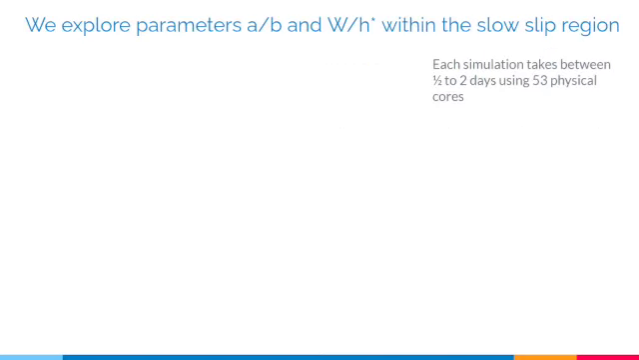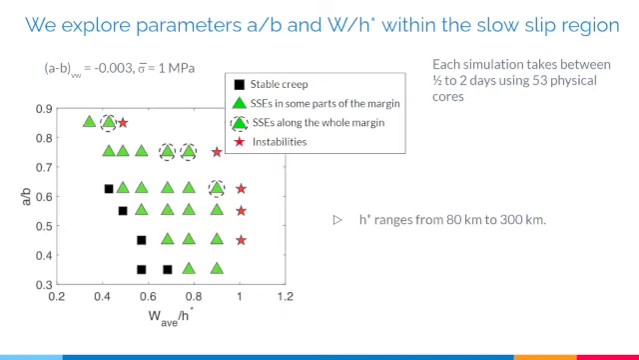So to find the model parameters that explain the observations, we explore these two parameters, A over B and the effective fault stiffness ratio within the slow slip region. Each simulation takes between half a day to 2 days using 53 physical cores. And these are some of the results.